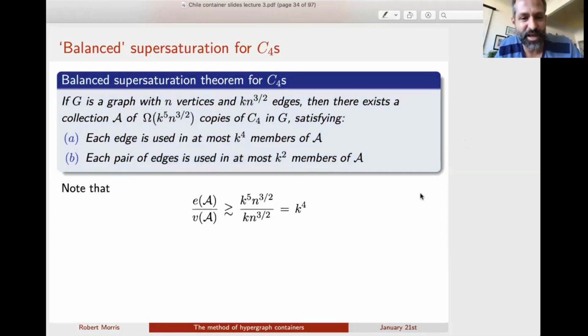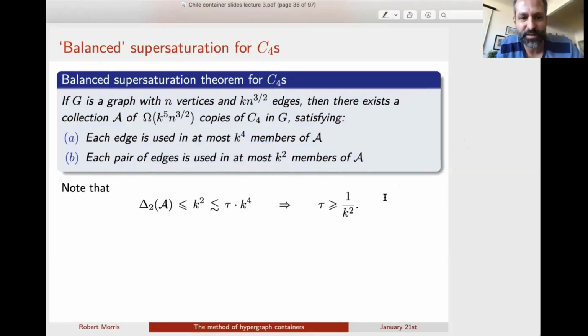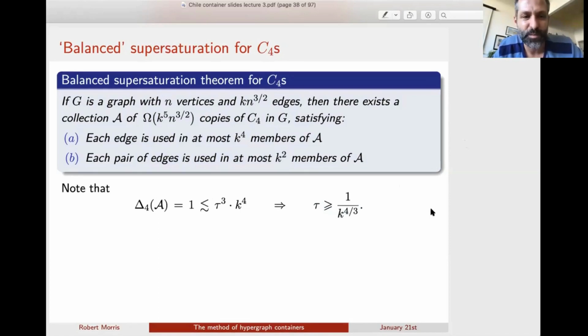So just to see that, our average degree is k to the 4. Our delta 1 is k to the 4 by a. Our delta 2 is like 1 over k squared, which actually turns out to be the thing that you can't avoid. The delta 3 is also 1 over k squared, but for this particular supersaturation theorem, the delta 4 still gives you k to the 1 over 4/3.